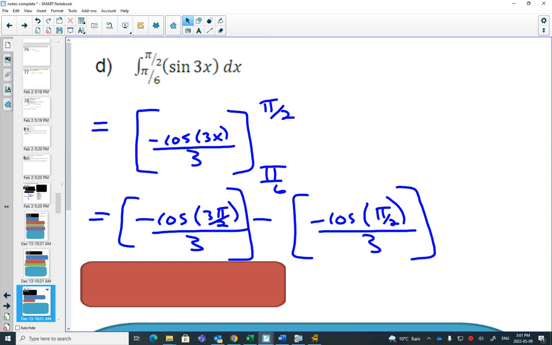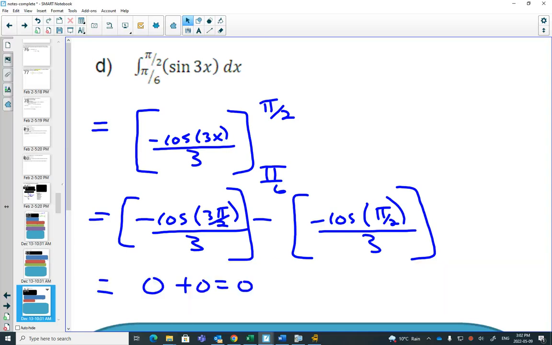Why did you do that? This is not so bad. Think about your circle. Where's 3 pi over 2? Down there. Cos is your x coordinate. That's going to be 0. What's cos of pi over 2? 3 times pi over 2, plug in that one first, minus this one. Top one minus the bottom one. Whew! And then the mental math at the end is just excruciating.